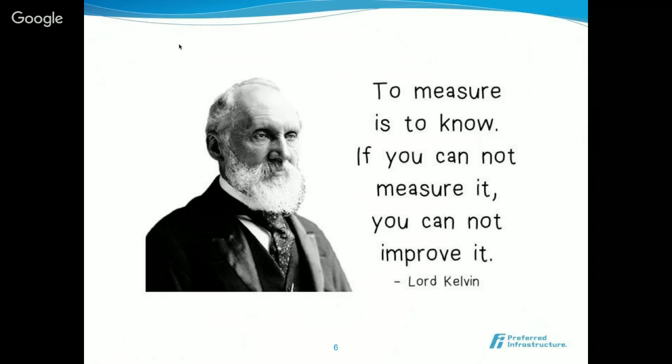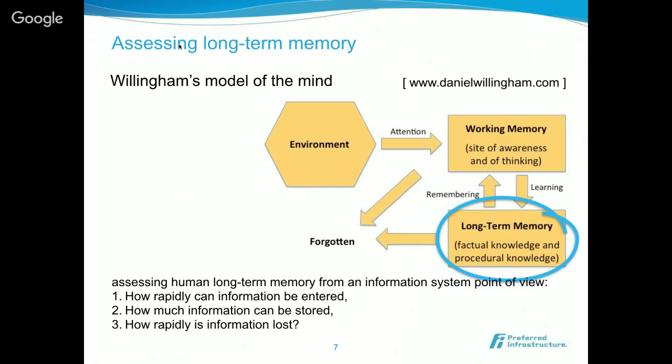Lord Kelvin has said that if you cannot measure it, you cannot really improve it. So let's see how we can assess human memory. On the figure is a simplified model of the mind. Stimuli enter from the environment into the working memory, which is where thinking happens. Through the process of learning, information is transferred from the working memory to the long-term memory.